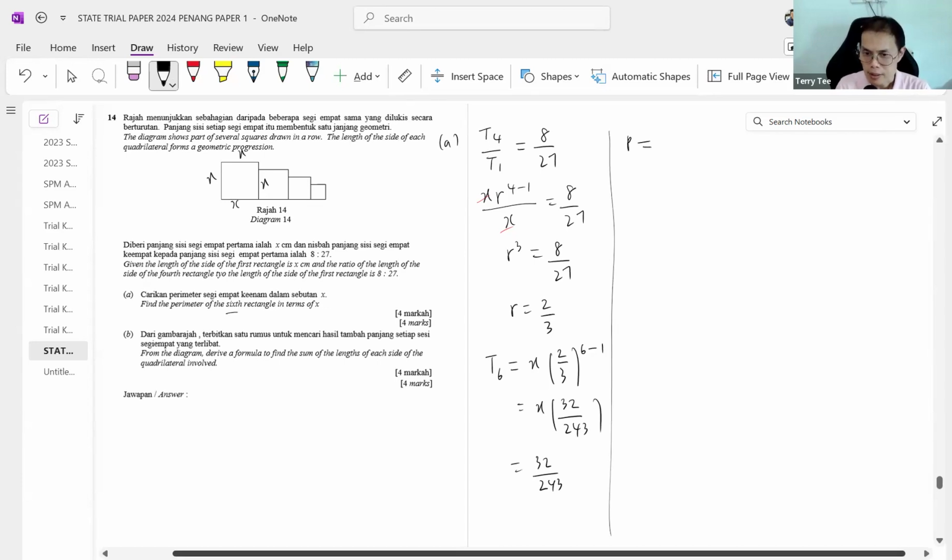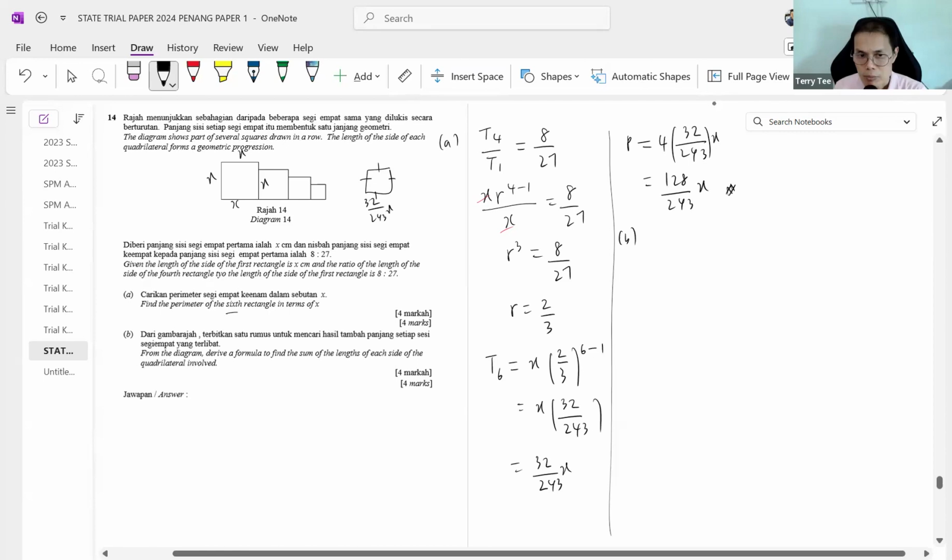Now I need to find the perimeter. There's an x here, which is 32 over 243 times x, very small. All four sides are the same, so just multiply by 4. 4 times 32 is 128, so you should get 128 over 243x. Yeah, that's the answer.